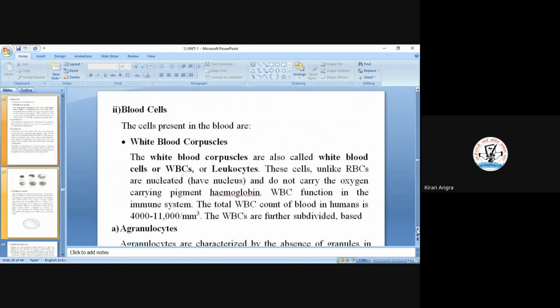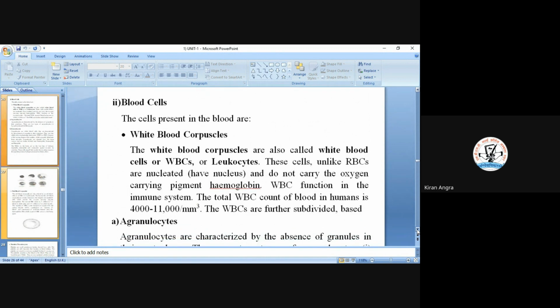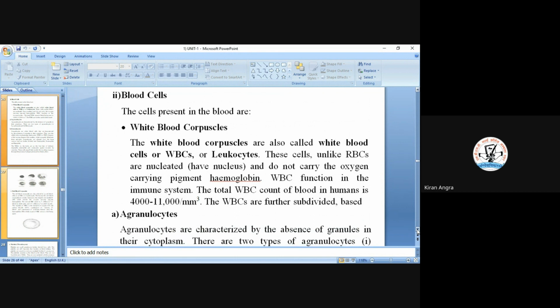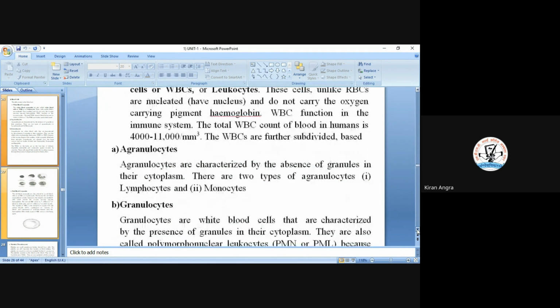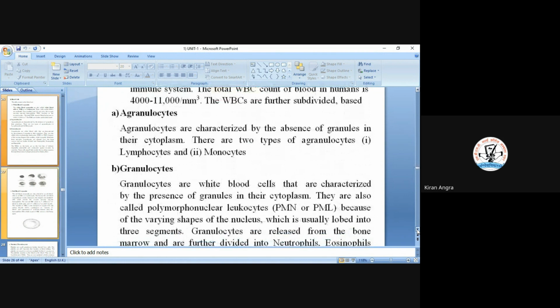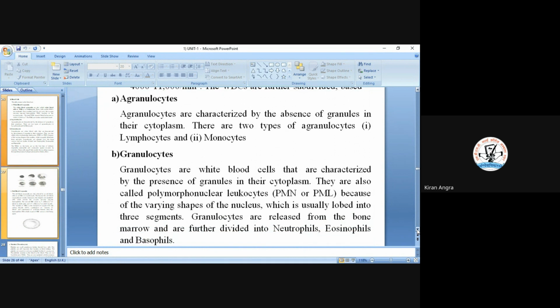The total WBC count of the blood in humans is 4,000 to 11,000 per cubic millimeter. WBCs are divided further on the presence of granules in the cytoplasm into agranulocytes and granulocytes. Agranulocytes have an absence of granules in the cytoplasm. There are two types of agranulocytes: lymphocytes and monocytes.